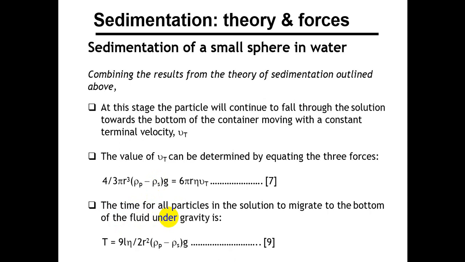I don't need you to memorize these formulas. At this stage, the particle will continue to fall through the solution towards the bottom of the container, moving with a constant terminal velocity. The value of Vt can be determined by equating the three forces. The time for all particles in the solution to migrate to the bottom of the fluid under gravity is T, equal to this.